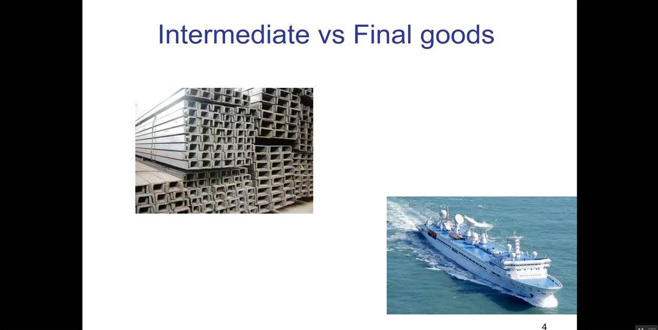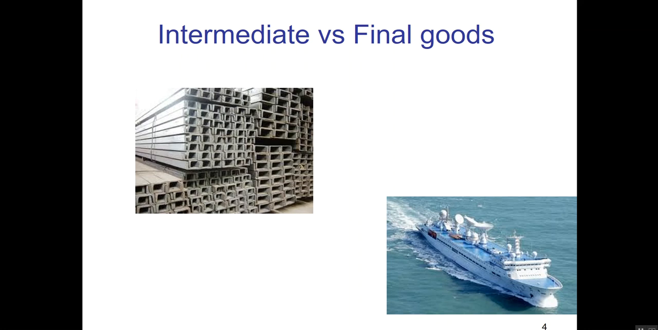So look at these two pictures. The first one, on the left, is concrete. The one on the right is a ship. Which one is going to be my intermediate good and which one is going to be my final good? Yes, you're right. The left one is an intermediate good, because producers will purchase this product.